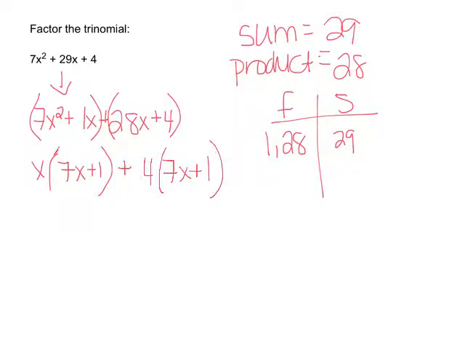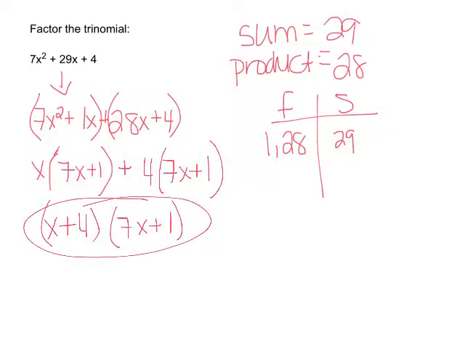And then using what's on the outside, x plus 4, times everything that's on the inside, so 7x plus 1, that becomes my final answer. Go ahead and pause the video, and I want you to try this one on your own.